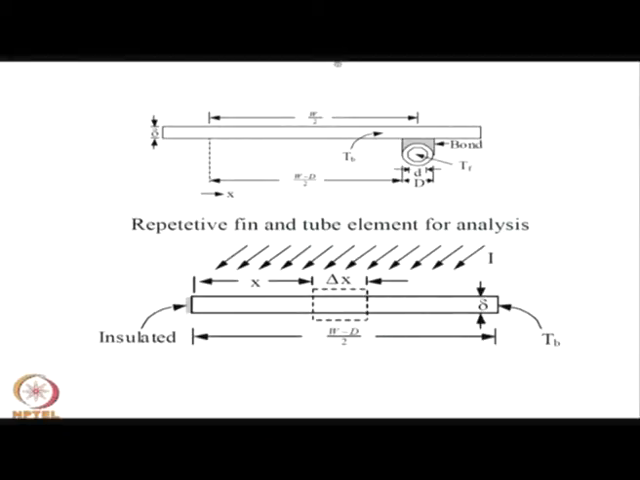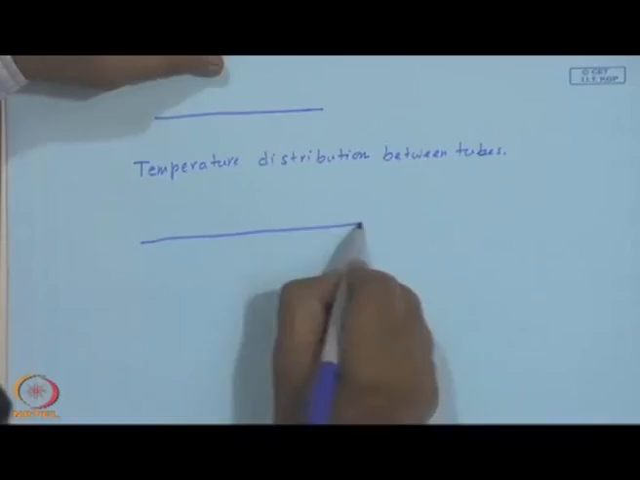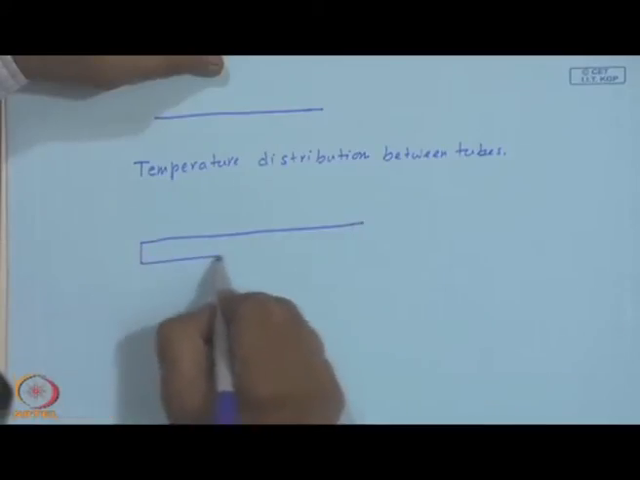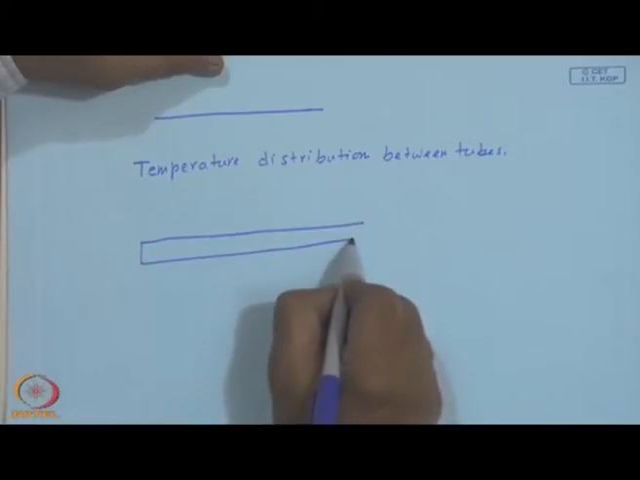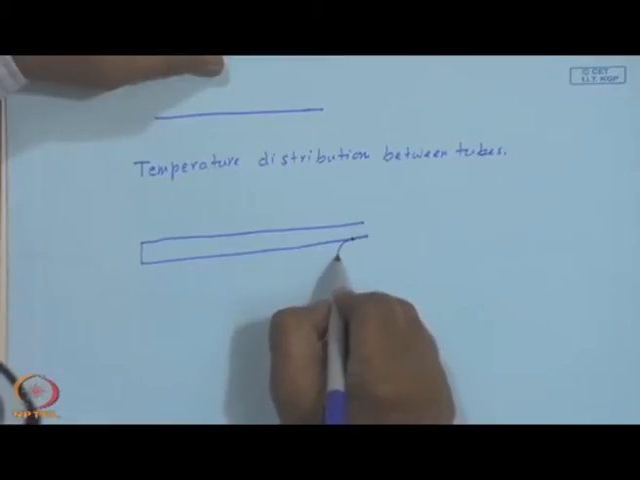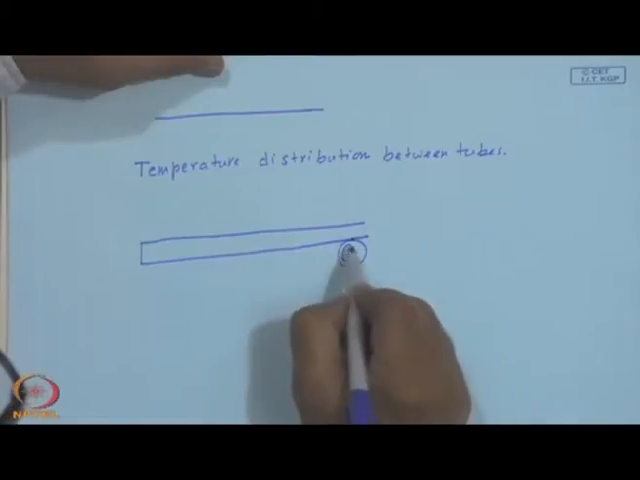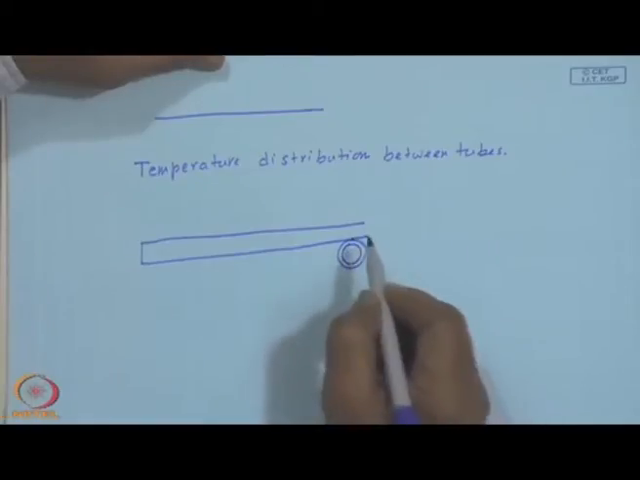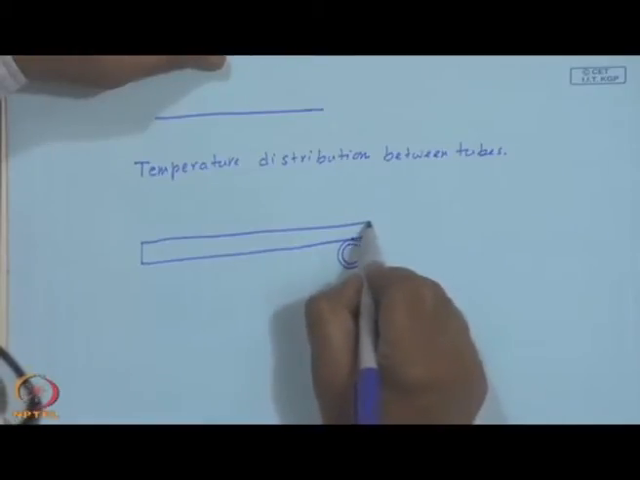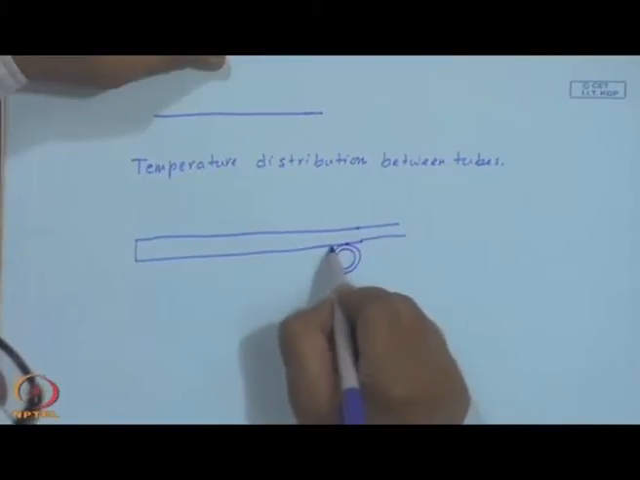So, that is what the picture is. This is one half I will show, of some thickness delta, and here is the tube with the inner diameter D_i and outer diameter D_0, and this continues of course, and here is the bond.